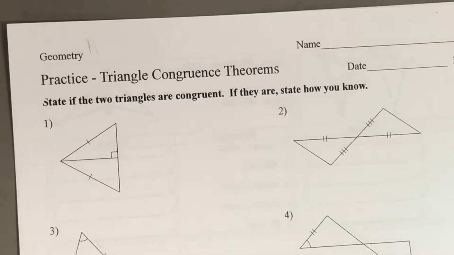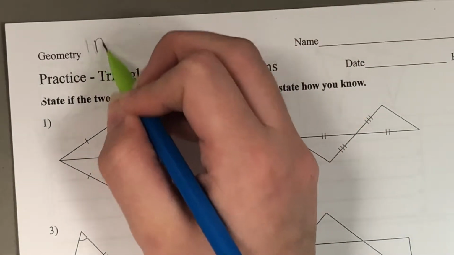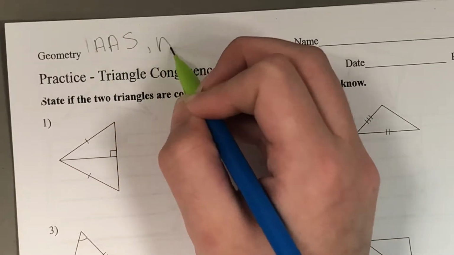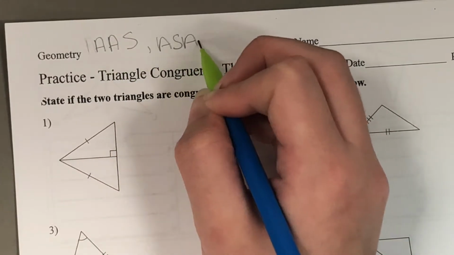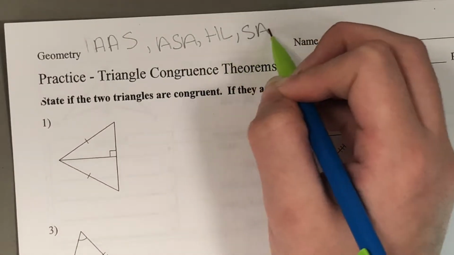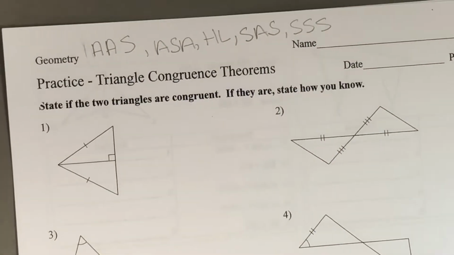When it comes to triangle congruency theorems, there are 5 different theorems to remember. Angle, angle, side, angle, hypotenuse, leg, side, angle, side, and side, side, side.